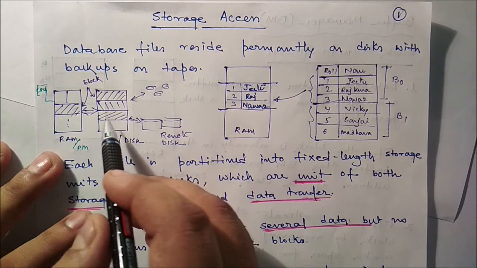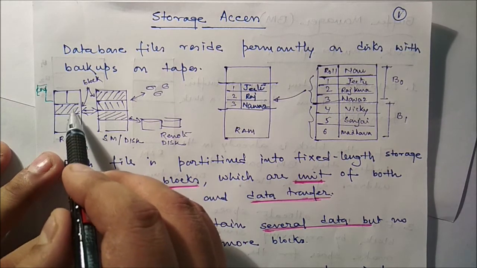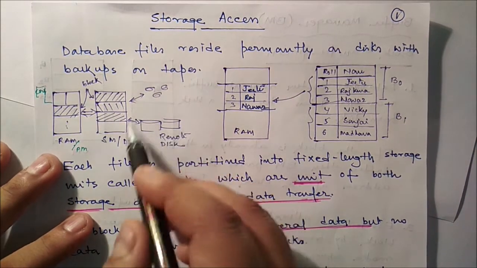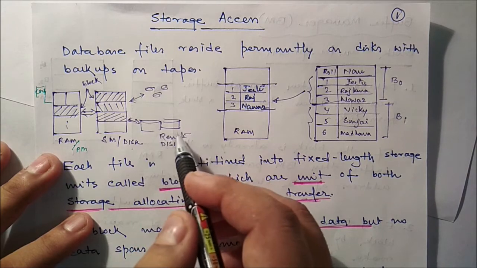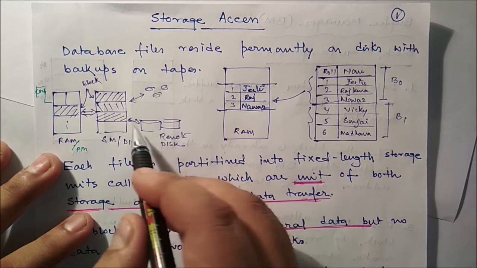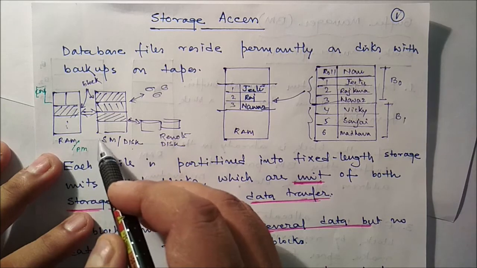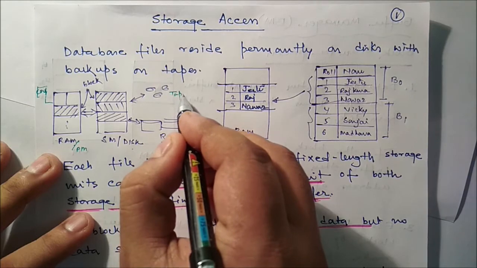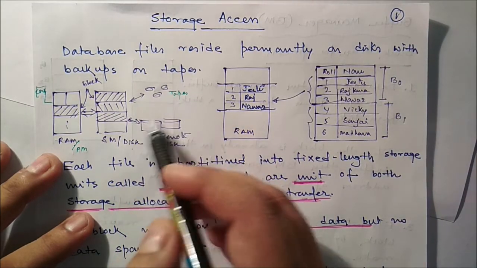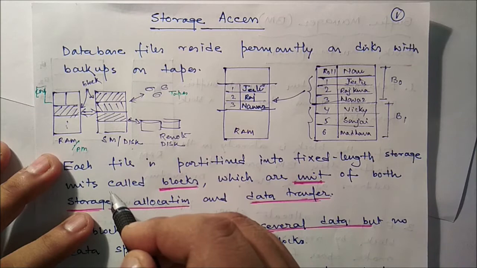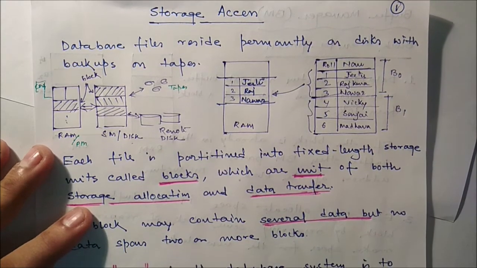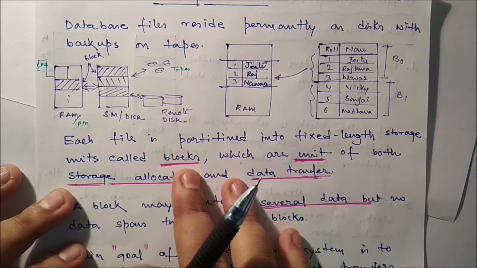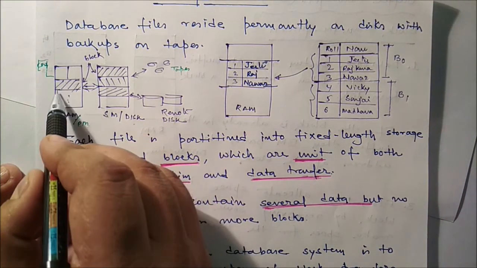And all the memory is divided into blocks. So this is block-wise. For recovery purposes we may attach a remote disk. It is physically separated from the primary disk, and there may be magnetic tapes. These are the tapes where we store historical data or data for backup purposes. Each file is partitioned into fixed length storage units called blocks. So these are fixed units, blocks.